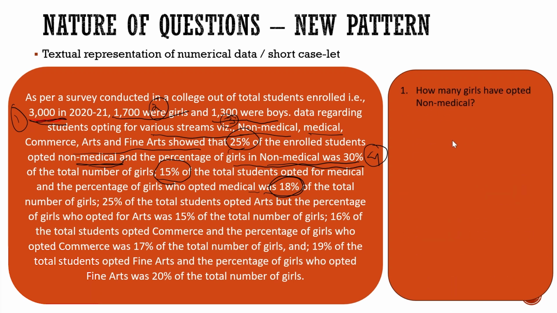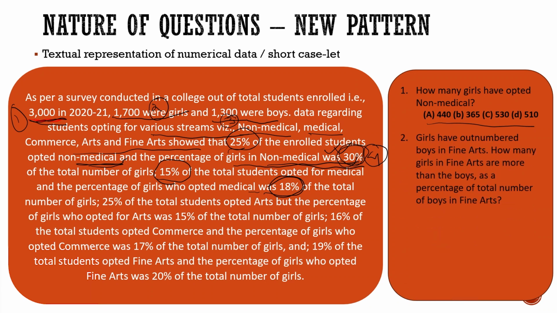So the first question was how many girls have opted non-medical. And it is followed by four options, you can see. So from this entire information, the percentage of girls opting for non-medical is already there. That was 30%. You have to convert it into absolute numbers. It is already given in this paragraph in percentage terms, but you have to convert it to absolute numbers, applying proper mathematical tools, proper mathematical formulas that we will learn in our subsequent videos.